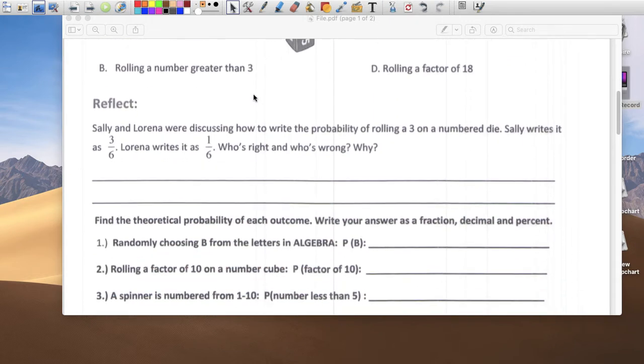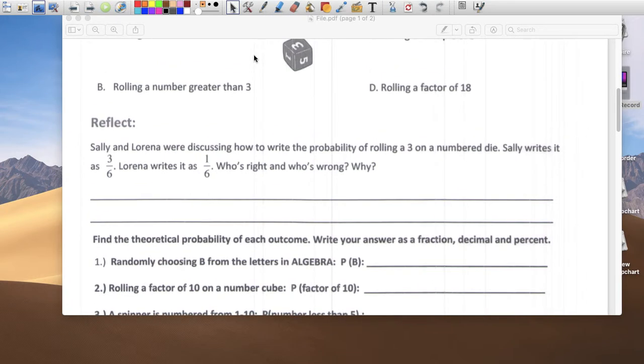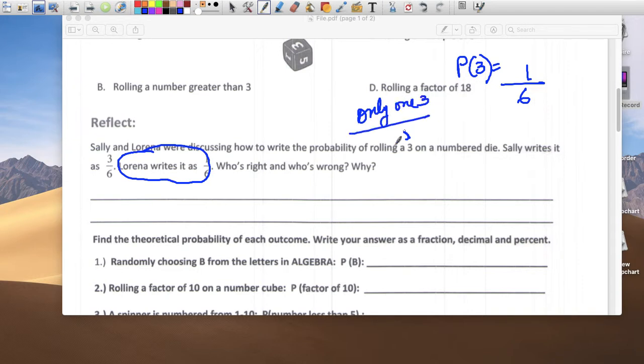Reflect. Sally and Lorena are discussing how to write the probability of rolling a 3 on a number die. Let me bring the picture down a little bit. To roll a 3, first of all, there are 6 sides, and how many 3s? There's only 1. So P of 3 is 1 out of 6. Sally writes it as 3 out of 6, and Lorena writes it as 1 out of 6. Who's right? Definitely Lorena is right. We just proved it. It's 1 out of 6 because on a die there are 6 faces, and only one of them has the number 3.